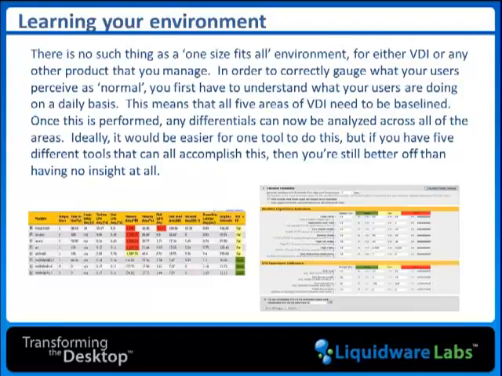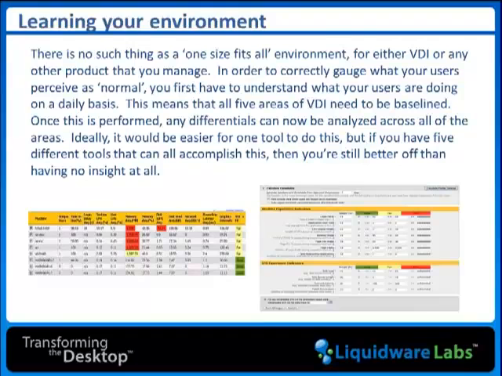This means that all five areas of VDI need to be baselined. And once this is performed, any differentials can now be analyzed across all the areas. Ideally, it'd be easier for one tool to do this, but if you have five different tools that accomplish this, you're still better off than having no insight at all. But the idea behind Stratosphere UX is that you should have that consolidation of different views in your environment. And if you can leverage them all at once, if you can learn them all at once, then you're going to be more powerful as a result.